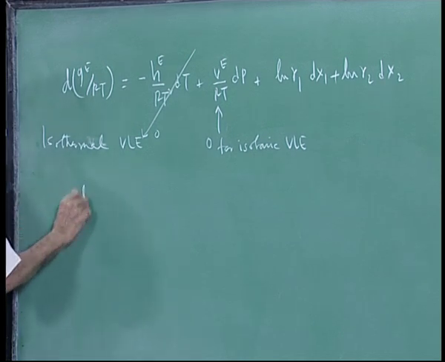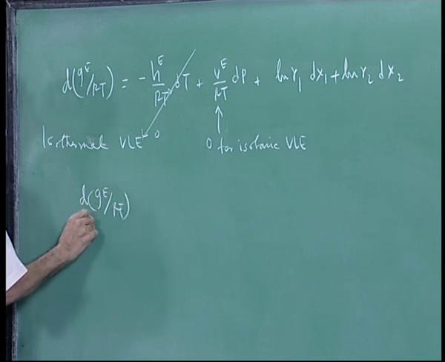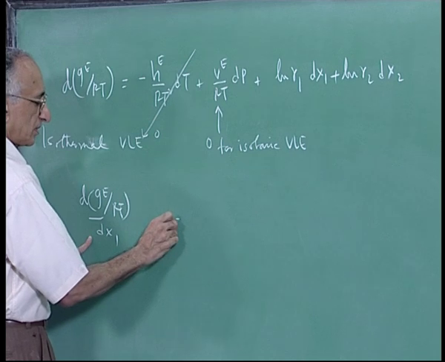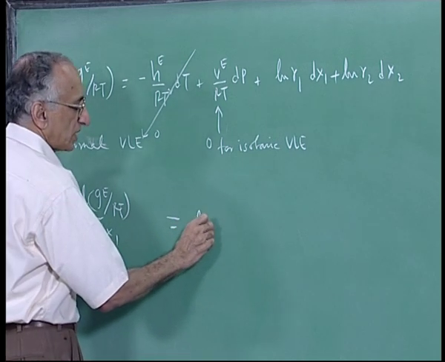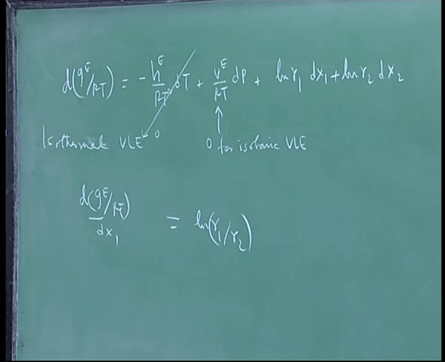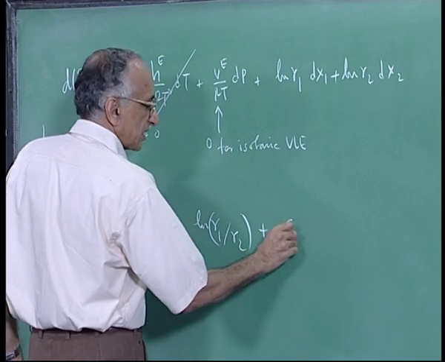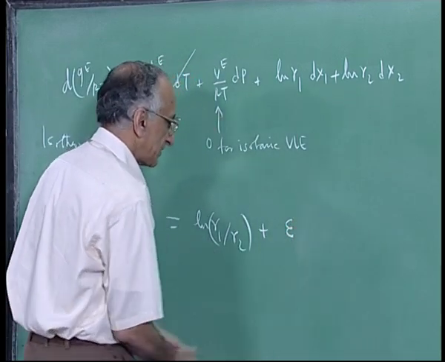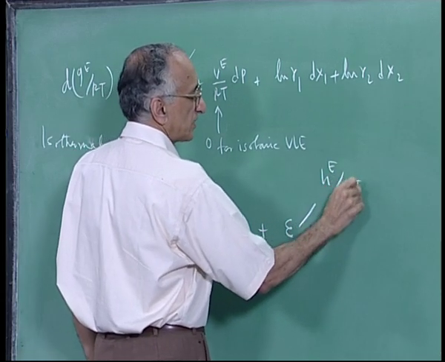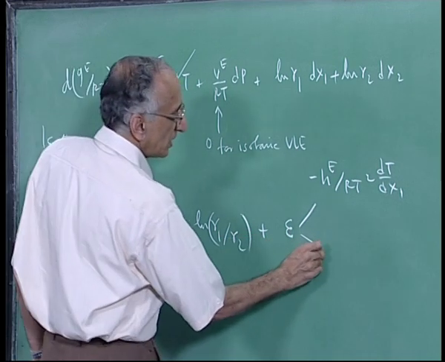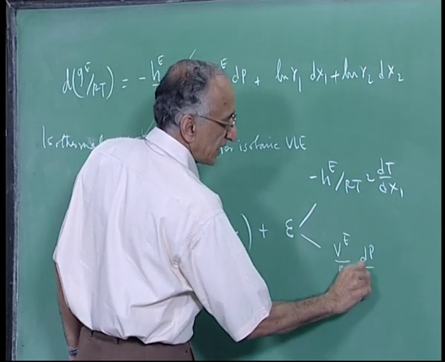In any case you get d of G excess by RT by dx1 equal to log gamma 1 by gamma 2, log gamma 1 minus log gamma 2 into dx1, dx2 is minus dx1, plus epsilon, where epsilon is either H excess by RT squared dT by dx1, or it is V excess by RT dP by dx1.